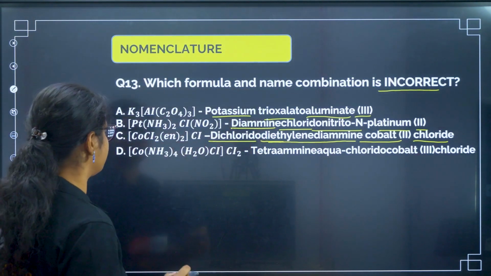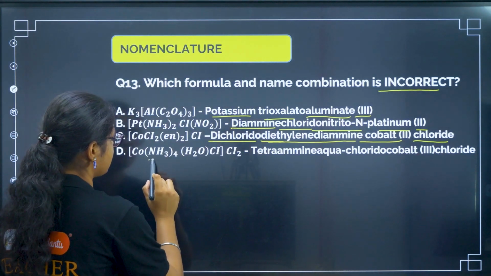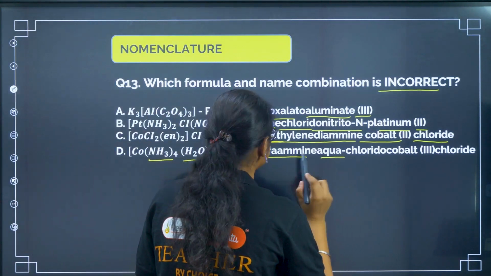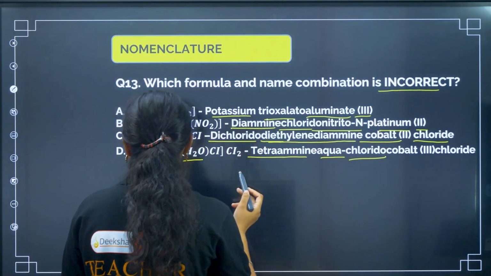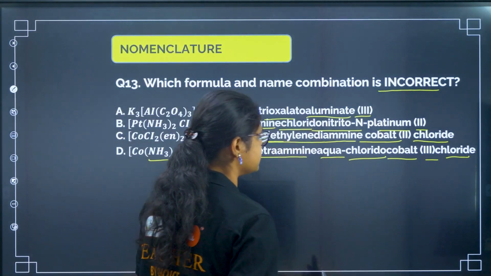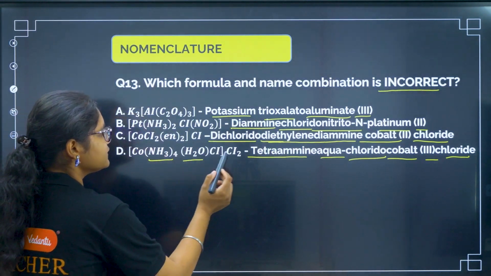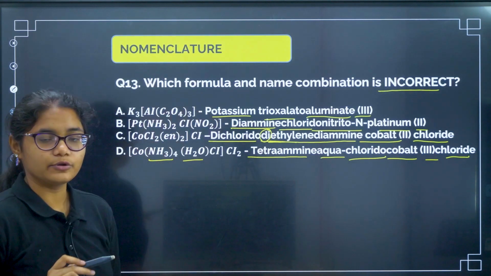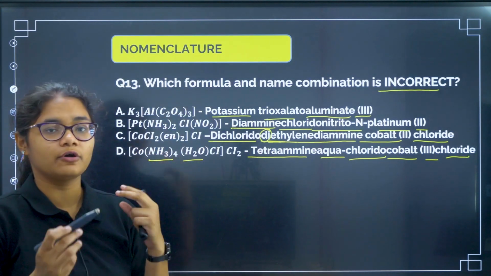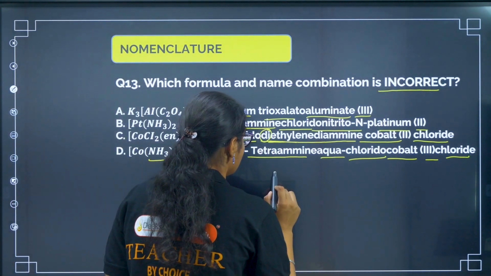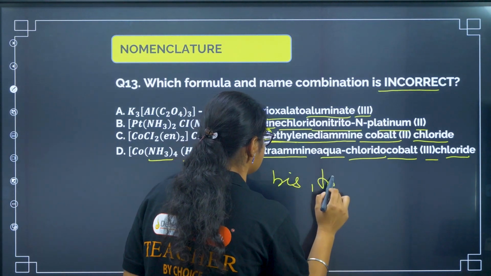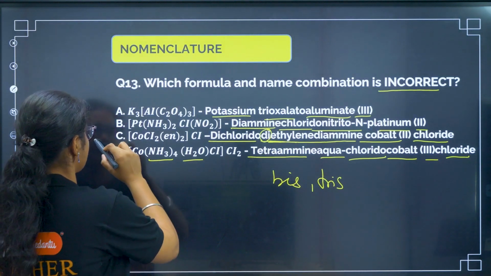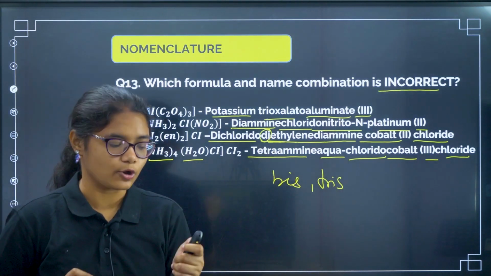First, let us check the fourth option. I think this can be incorrect. I'll tell you the reason. Here we have tetraamine, okay. Then we have aqua, then we have chlorido, and then cobalt 3 chloride. Yes, this is also correct. But here you see, this is ethylene diamine, this di will not come, right? I told you the name for EN and for EDTA, we use the word like bis, tris, right? So we have to use bis instead of di. So that is why this option is incorrect. So the correct answer for this question is option C.